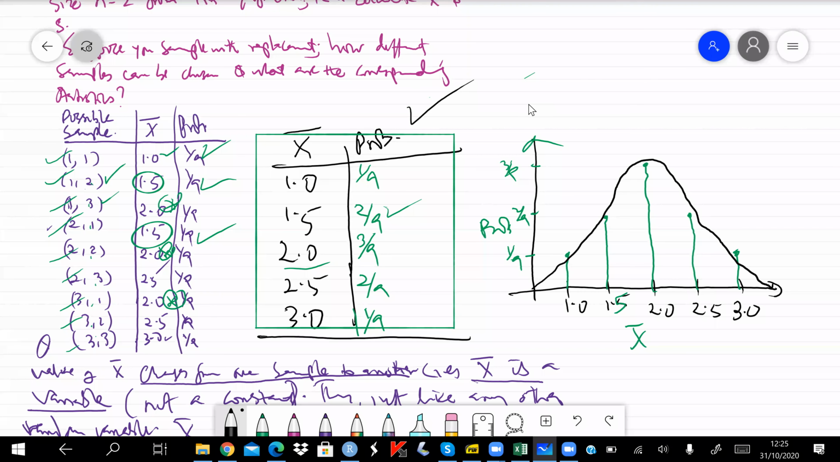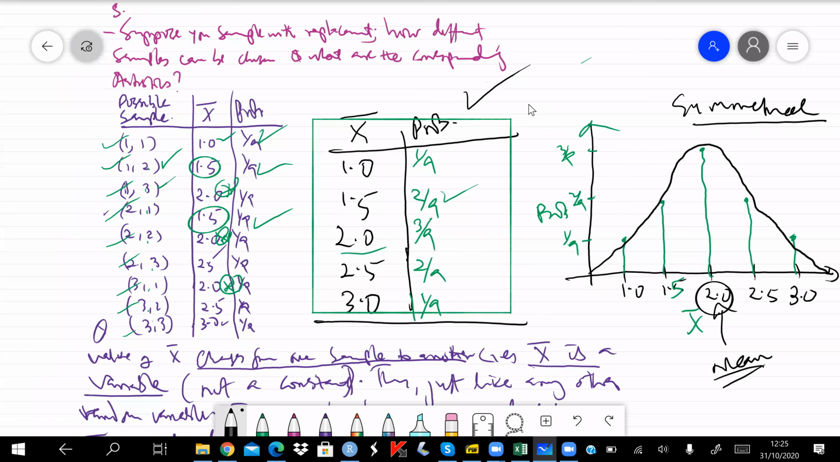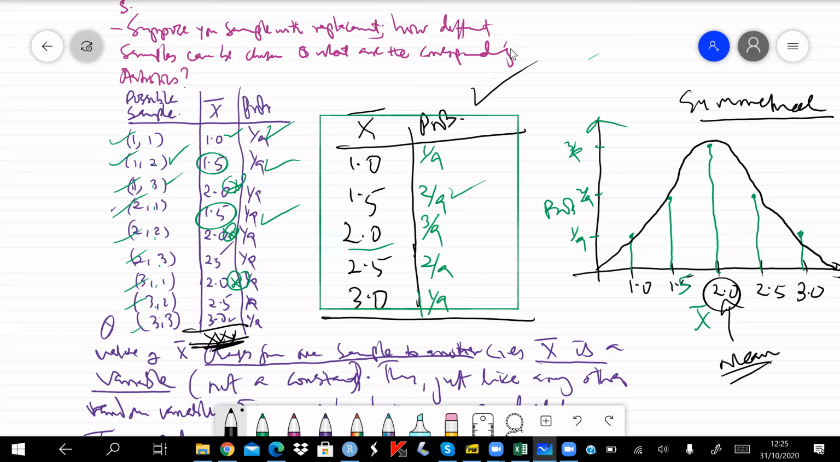How do you know it's a normal distribution? Number one, it is symmetrical. It is symmetrical about the mean. You'll notice that this is the mean of the distribution. If you come to this table and find the mean of these values here, maybe you can quickly do that. Find the mean of that column.